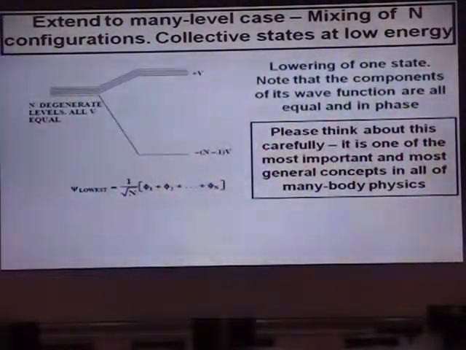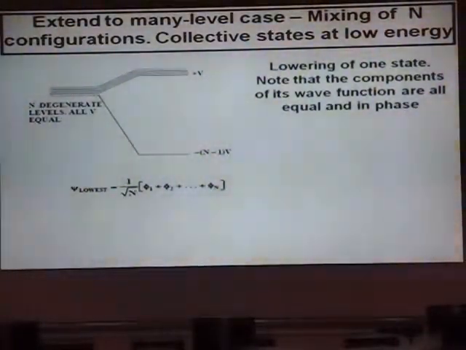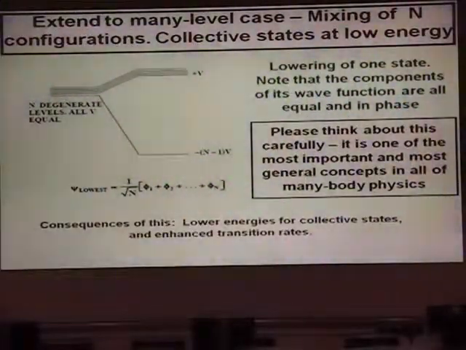And please try to think about this carefully. It's one of the most important and general concepts in all of many body physics. Okay. So the consequence of this is, whenever you have many states that can mix, one or more will come down low in energy, and they will have enhanced transition rates. I haven't proved that yet, but I will. Okay? These are the collective states. Collective means the various components are coherent.